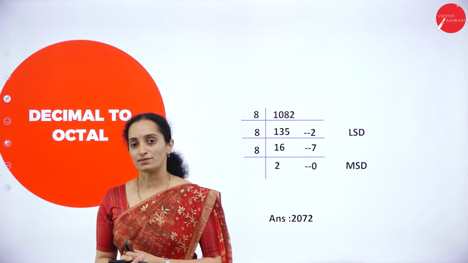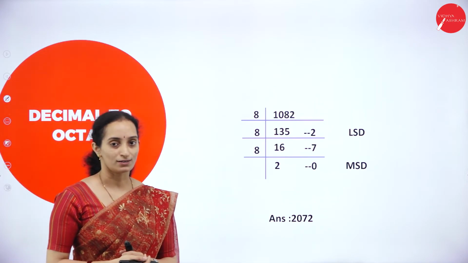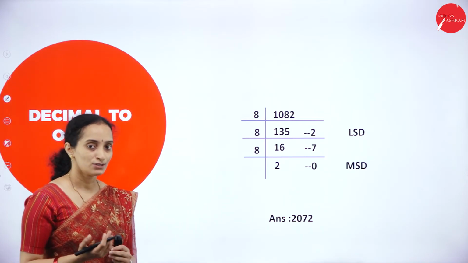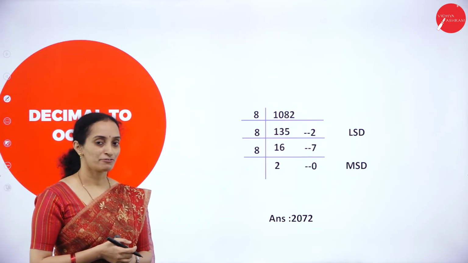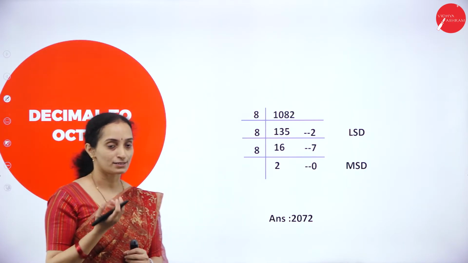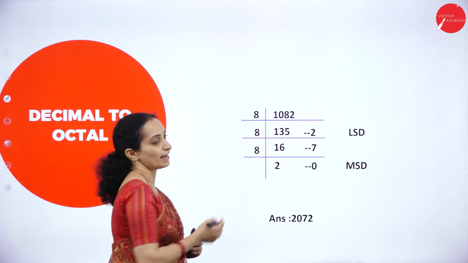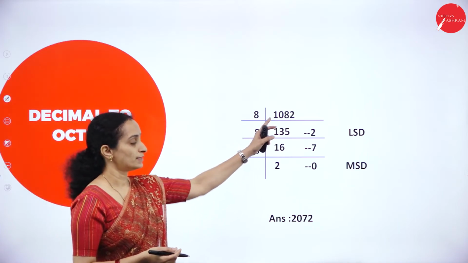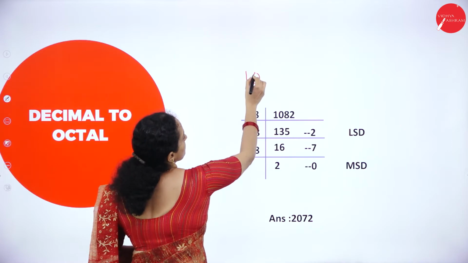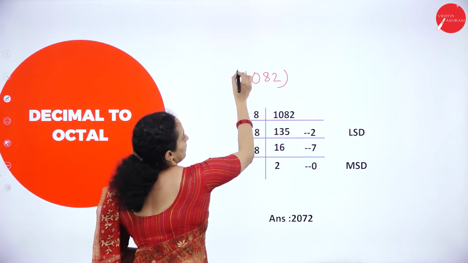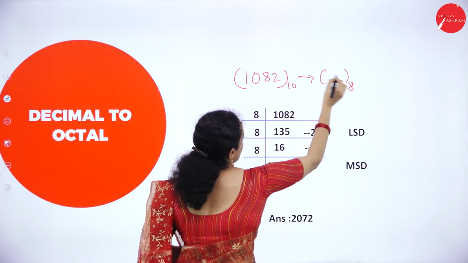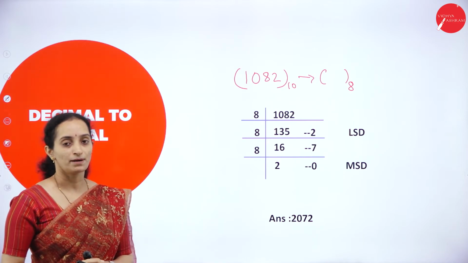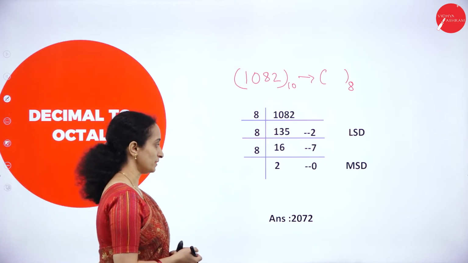Next comes the example of conversion from decimal to octal. From decimal to binary, you'll be familiar, so you'll know how to convert a number from decimal to octal, is it not? Here we have an example. 1082 is the number in decimal system. It must be converted to the number with base 8. Okay.